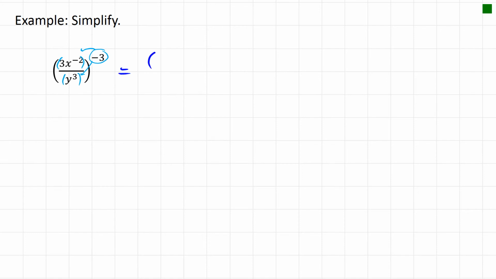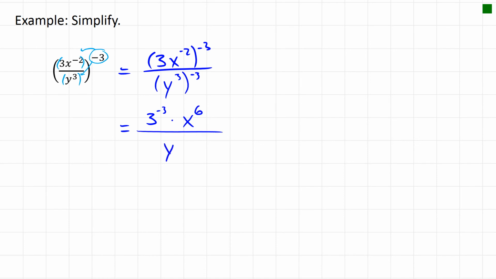This is equal to 3x to the negative 2 to the power of negative 3 over y cubed to the power of negative 3. So I'm just going to apply that exponent to the top of the fraction and the bottom and see what happens. As long as I don't break any rules, it's going to turn out okay. So I have 3 to the power of negative 3 times x to the power of negative 2 times negative 3 is positive 6. And then over y to the power of 3 to the power of negative 3, power of a power, multiply those together is negative 9.